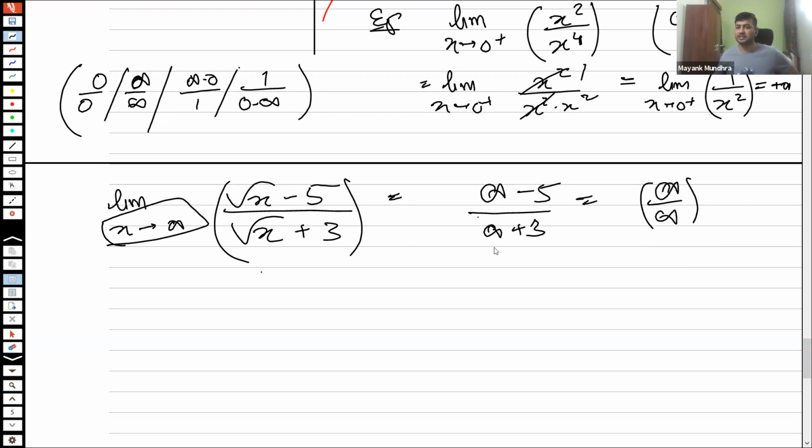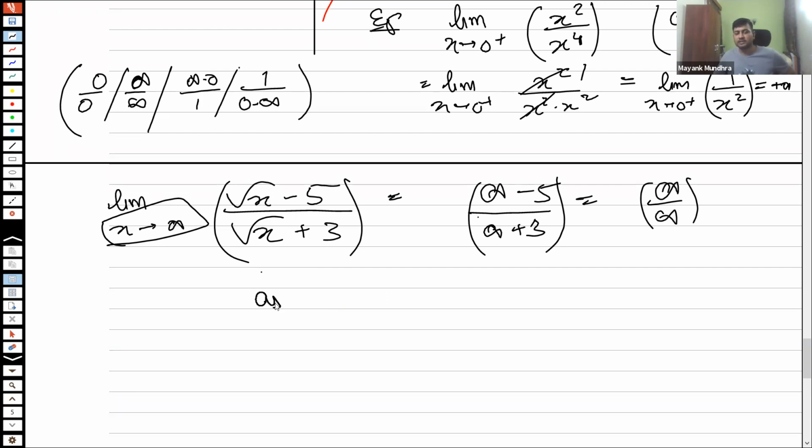Infinity minus 5 is infinity. Infinity plus 3 is also infinity. Infinity is a very large number. You subtract a few drops from an ocean, the ocean doesn't become small. That's the idea. Now this is infinity by infinity. So what I can do is I can divide both things by root x.